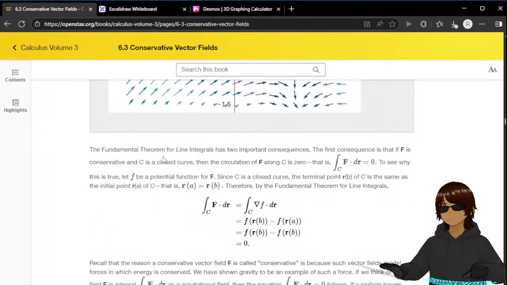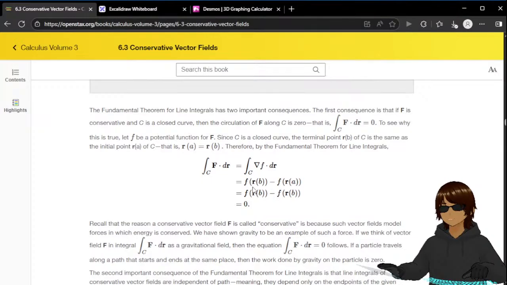The fundamental theorem for line integrals has two important consequences. The first consequence is that if capital F is conservative and C is a closed curve, then the circulation of F along C is zero. See why this is true. Let small f be a potential function for capital F. Since C is a closed curve, the terminal point of C is the same as the initial point. Therefore, by the fundamental theorem of line integrals, this is equal to 0.